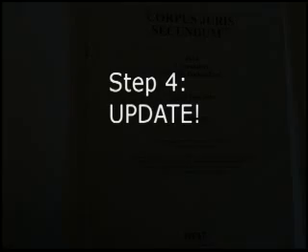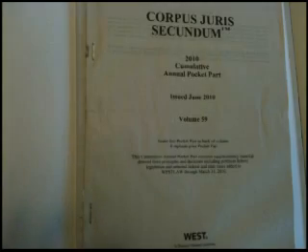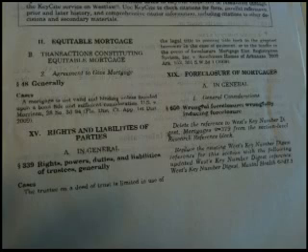And the final step in legal research is always update. To update encyclopedias, you want to look in the back at what's called pocket parts. Simply open up the pocket part and find the section that you were looking at in the main volume to see if anything new has occurred.